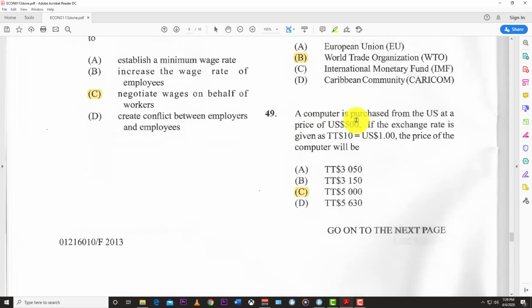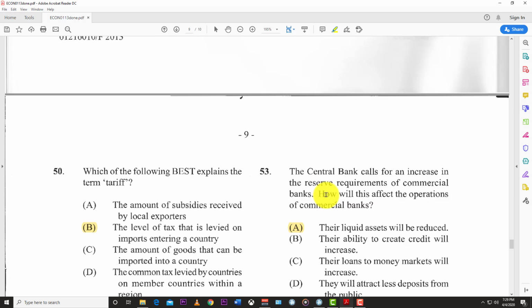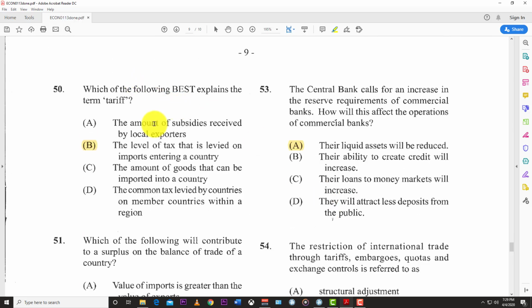49. A computer is purchased from the US at a price of $500. If the exchange rate is given as TT $10 equal to $1, the price of the computer will be, and the best answer here would be 10 times the 500, and so you get your 5,000. Let's see. 50. Which of the following best explains the term tariff? And the answer here is B, the level of tax that is levied on imports entering a country. So the tariff is the tax paid on imports entering a country.